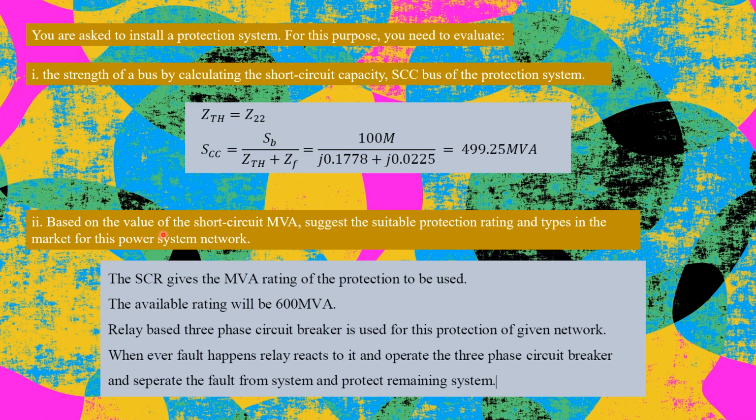Next, based on the value of the short circuit MVA, suggest the suitable protection rating and types in the market for this power system network. The SCC gives the MVA rating of the protection to be used. The suitable rating will be 600 MVA. A relay-based three-phase circuit breaker is used for the protection of the given network. Whenever a fault happens, the relay reacts to it and operates the three-phase circuit breaker, separating the fault from the system and protecting the remaining system.